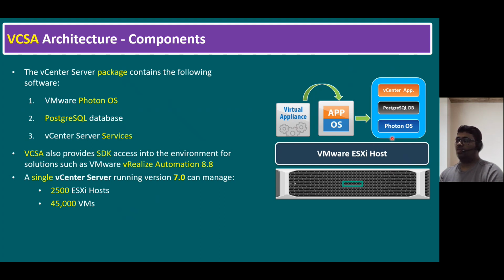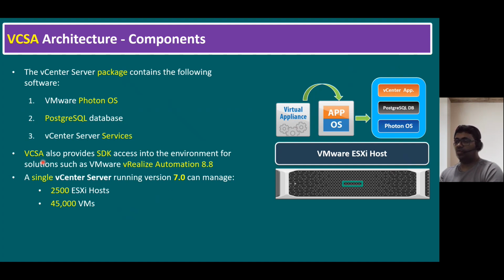Within the architecture, we have mainly three components. The OS is Photon OS, developed by VMware only, and the embedded database is PostgreSQL DB. This is the database to store all our virtual infrastructure inventory objects, and on top of the database, we run the vCenter application. Just as any application runs on a Windows Server or Linux machine with application services, when the vCenter application is running here, it has the vCenter Server services. Okay, that is the high-level overview and also the vCenter architectural components.